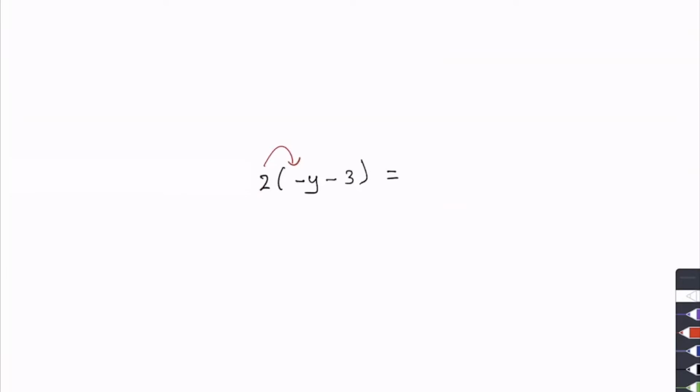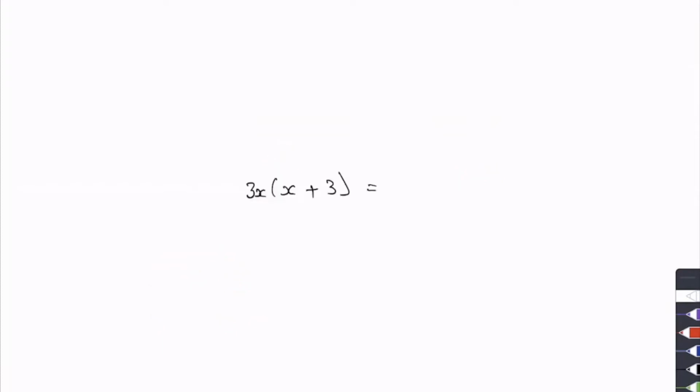Let's have a look at this one. 2 times minus y. So it's a positive number multiplied by a negative number. Therefore, the answer is going to be negative. So we know the answer is negative. And then all we do is 2 times y, which is 2y. And 2 times minus 3, well, positive times negative is negative. 2 times 3 is 6, so it's going to be minus 6, and there's the expansion of that bracket.